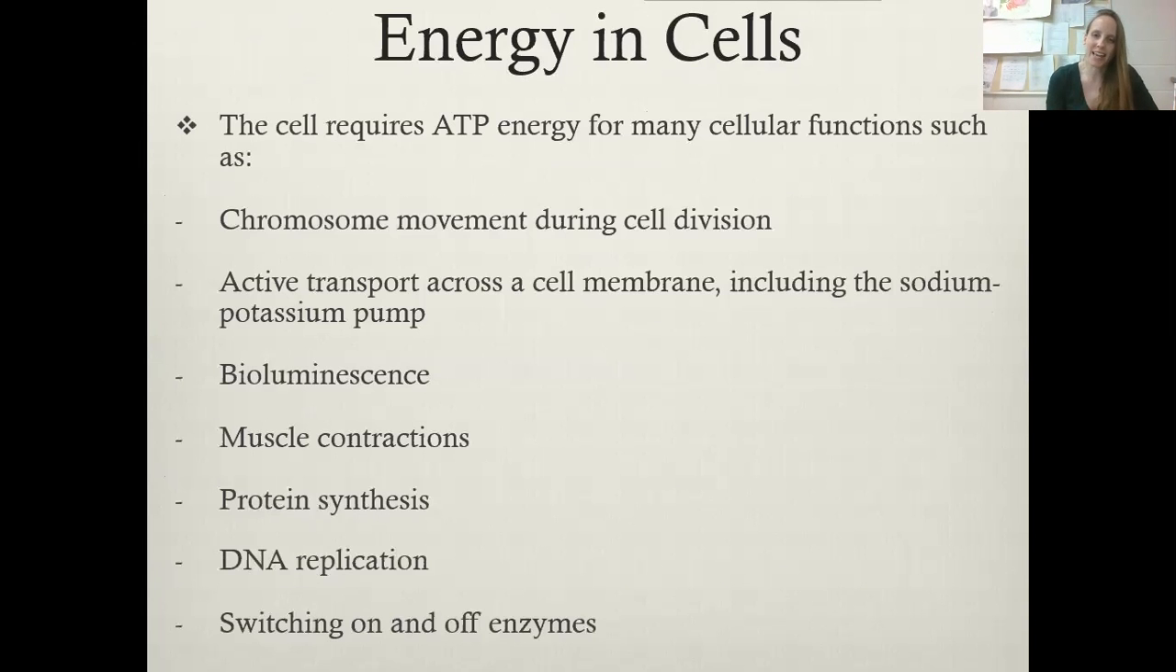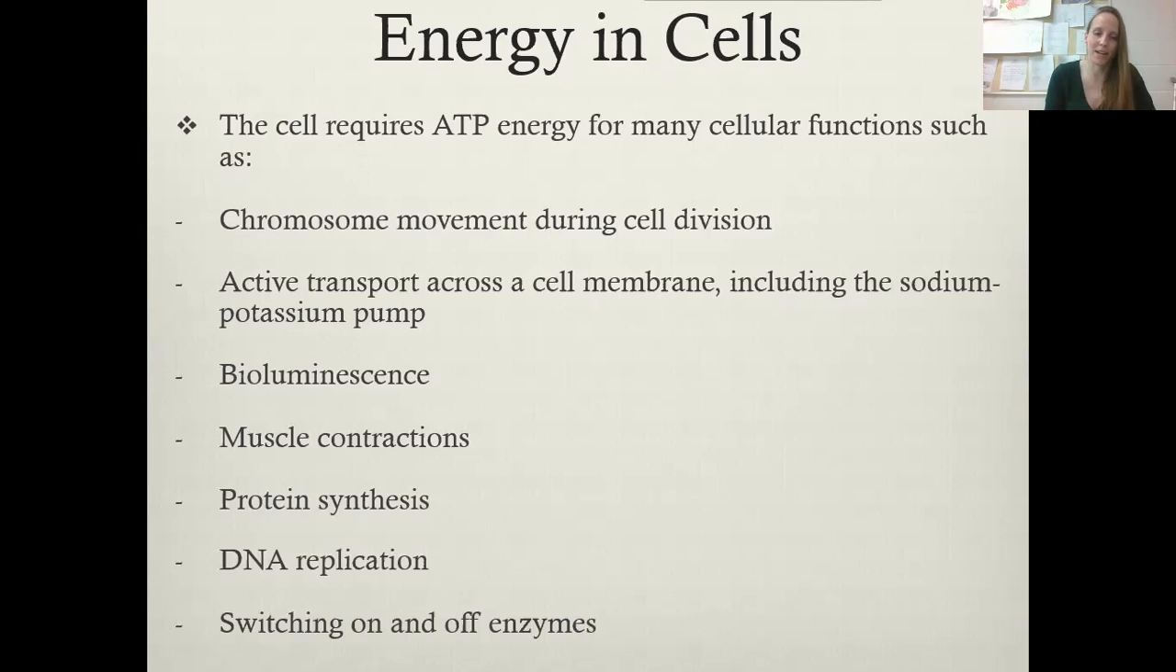Okay, why do we need this ATP energy? It's essentially to power a bunch of different functions in the cell. So things like how chromosomes move to different sides of the cell during cell division, active transport, so pumping molecules across the cell membrane, either into or out of the cell. An example of that is the sodium-potassium pump. Bioluminescence, so when some organisms are able to glow. Muscle contraction, so anytime you want to move, that's requiring muscle contraction. So it was like your heart beating, your diaphragm contracting as you breathe.